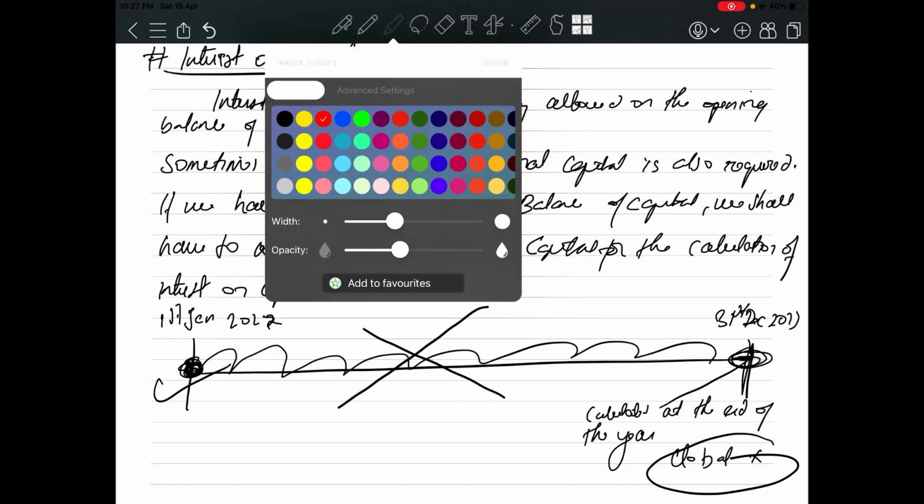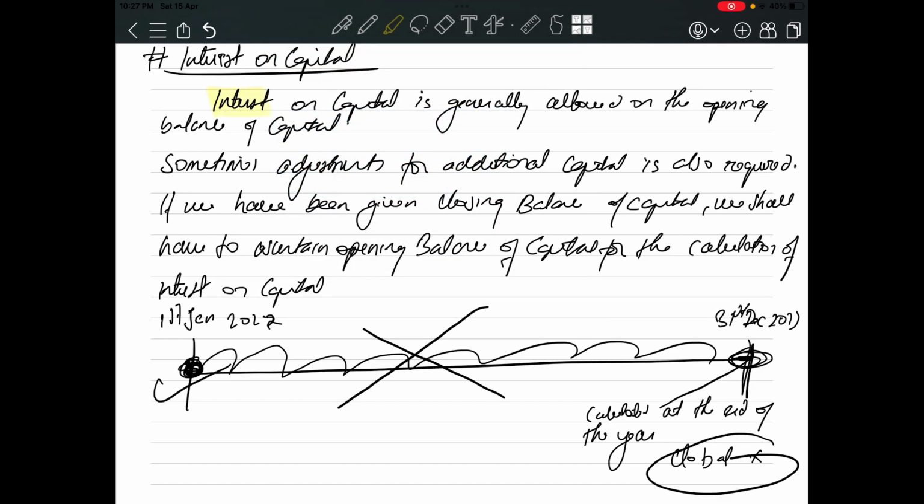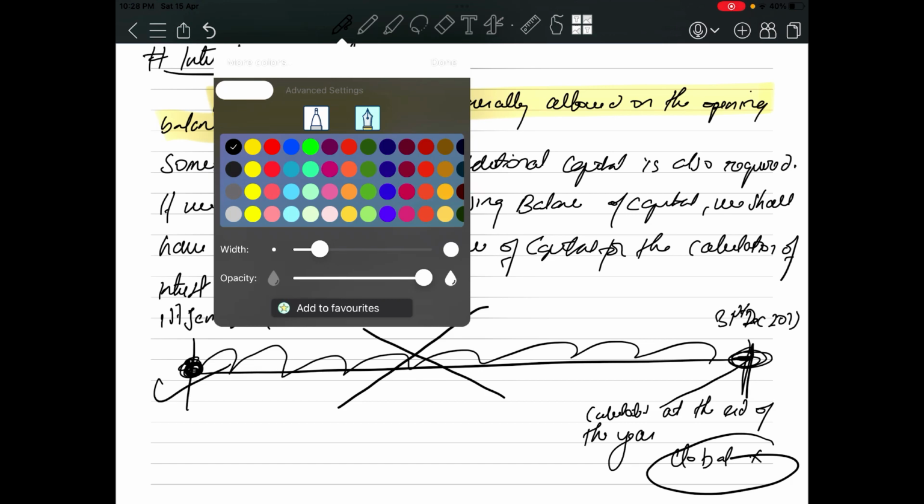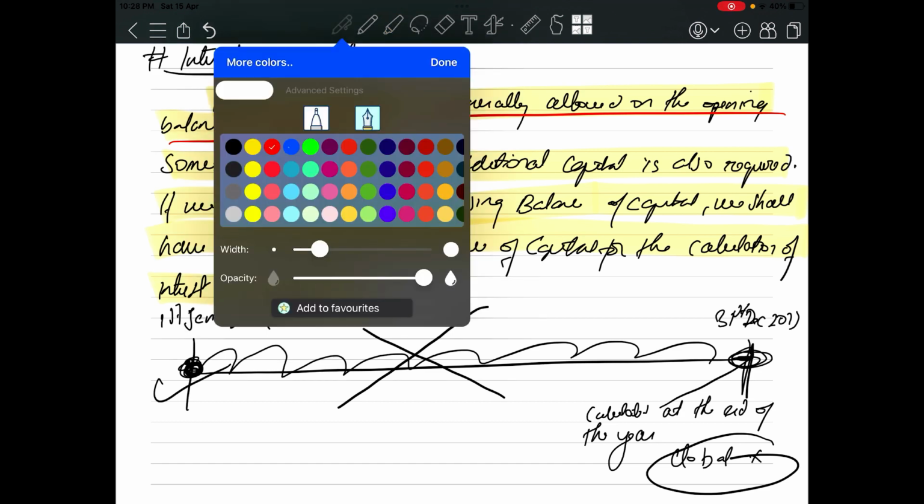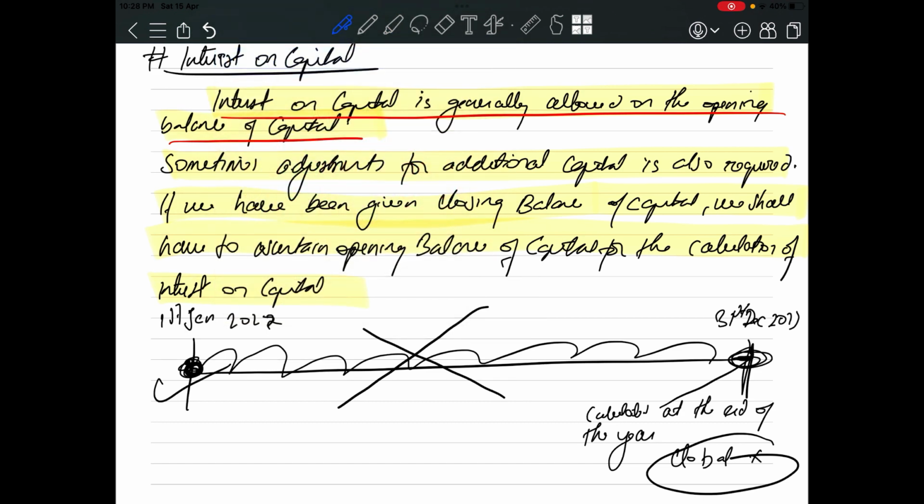See, it is written here. Interest on capital is generally allowed on the opening balance of capital. You have to remember this. Sometimes adjustment for additional capital is also required. If we are given the closing balance of capital, we shall have to ascertain the opening balance of capital for the calculation of interest on capital. So now let's solve an example relating to this.